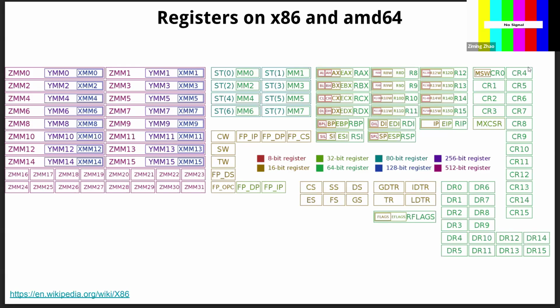Then there are many other registers for this platform. Some of them are for multimedia computations. Some of them are just used by the operating system. For example, GDTR, IDTR, TR, those registers are mainly for the operating system to use. So in this class, we do not really use them.